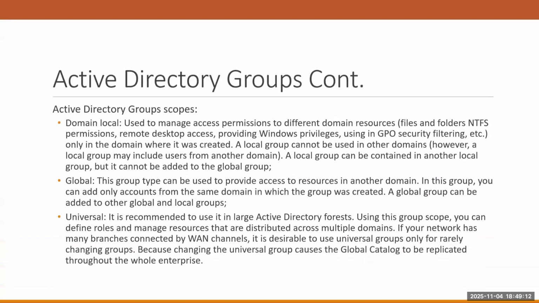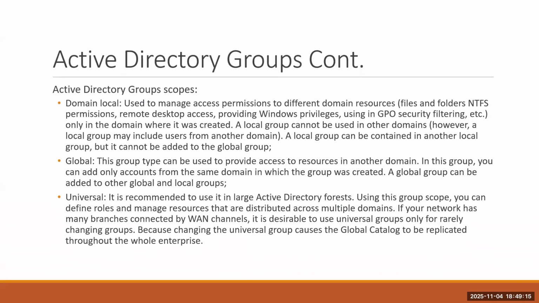So let's move on to group scopes. Let's keep going. Domain local groups are used to manage access permissions to different domain resources. We talked about this prior: files, folders, and NTFS permissions, remote desktop access, providing Windows privilege rights, and also GPO security filtering, etc. Only in the domain where it was created. A local group cannot be used in other domains, however, a local group may include users from another domain.